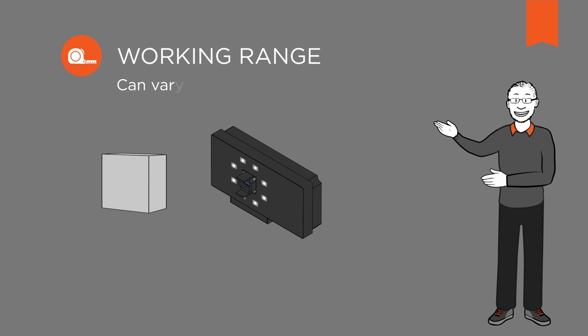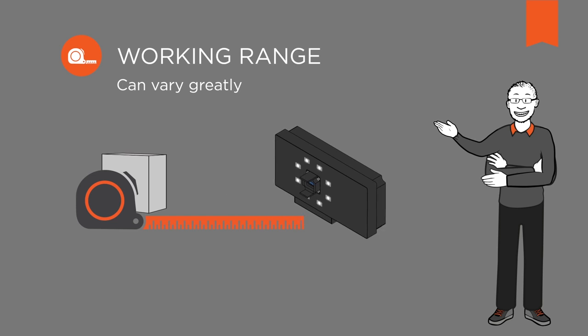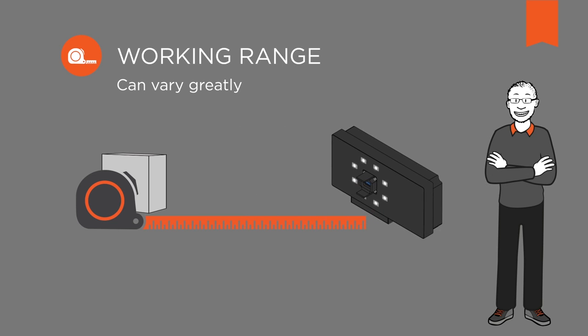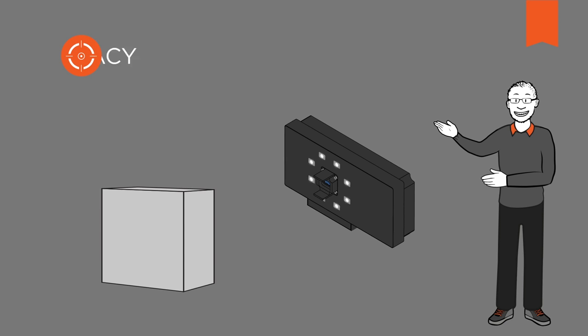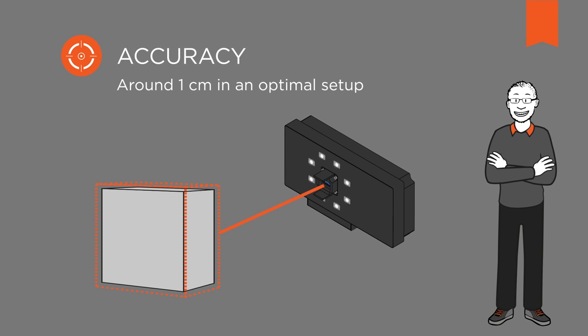Furthermore, depending on the manufacturer, the working range of TOF cameras can vary greatly. Also, the depth accuracy of this camera is still only around 1 centimeter in an optimal setup. But even then, there's no quicker way to capture 3D information.